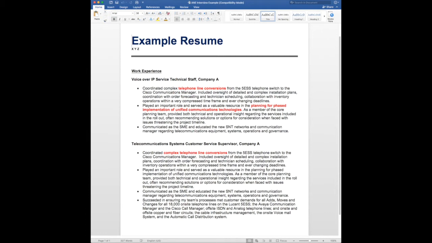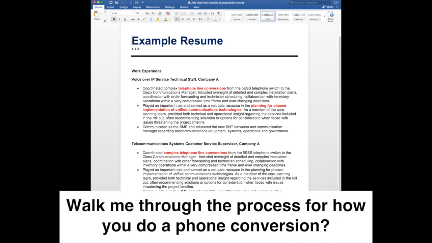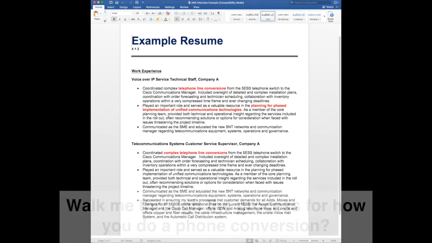I may ask them a question, because on their resume I see that they do a lot of conversions or migrations from an old phone system to a VoIP phone system. So walk me through the process for how you would do that. That's another great question that I would ask.